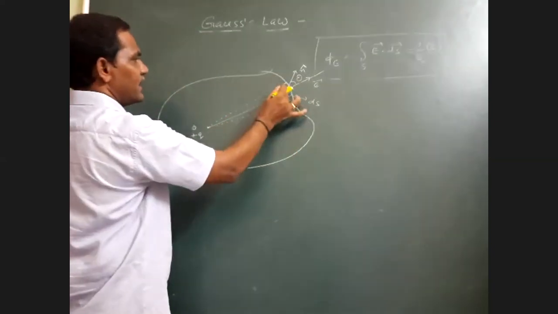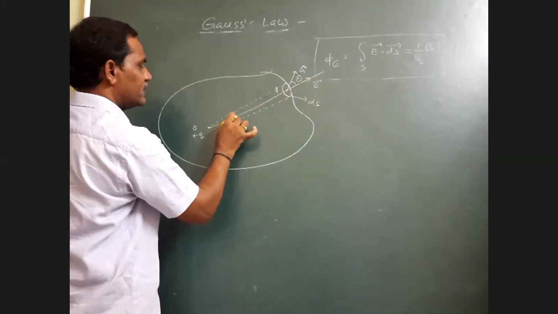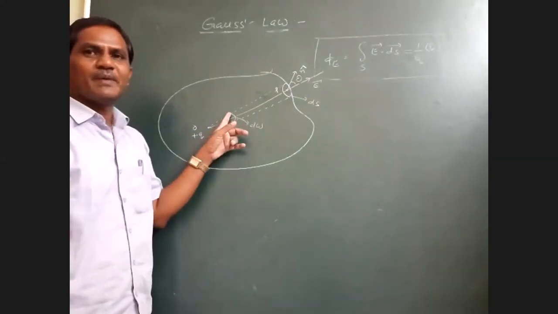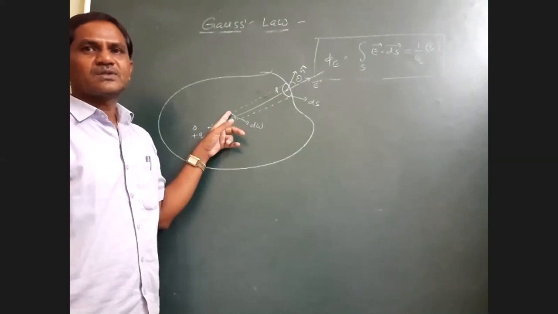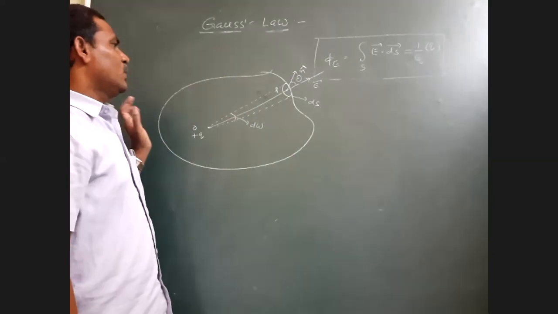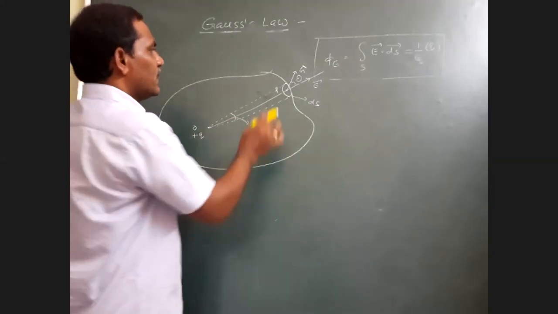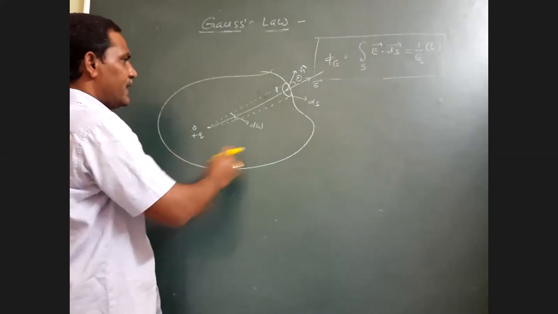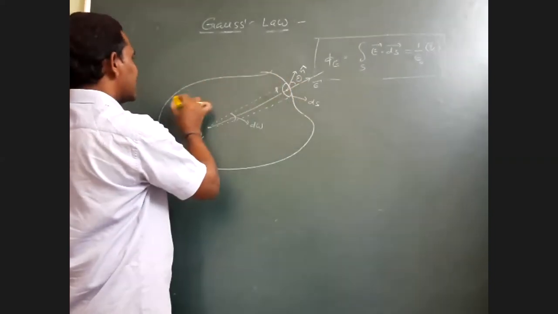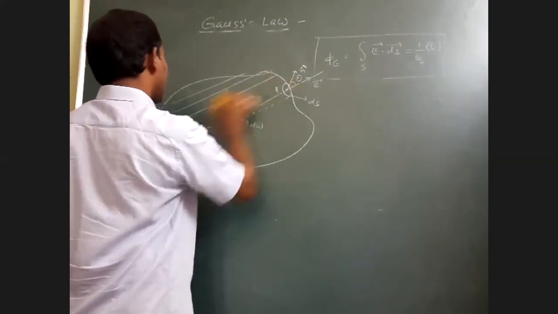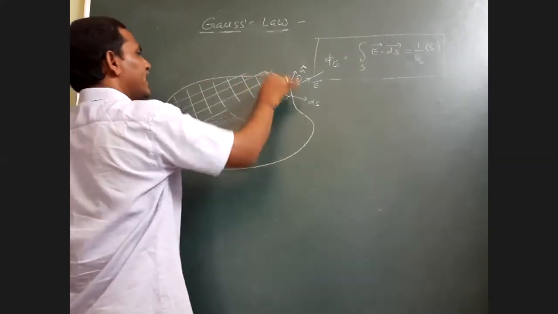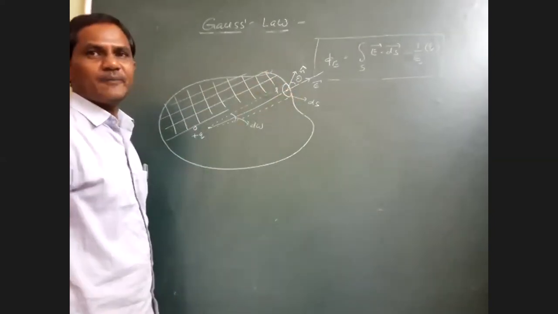Here the angle subtended by this surface area, this is the d omega. This is the solid angle. This is called solid angle. Now, the total area is divided into small area elements like this ds, like that. Now I consider one small element.